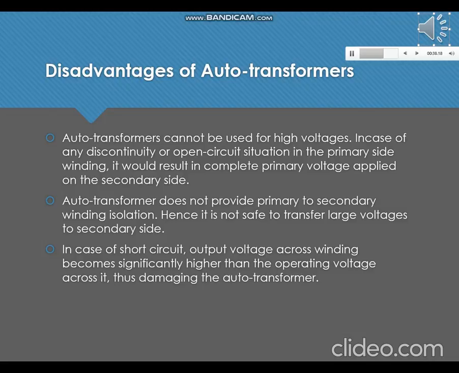Thirdly, in case of any short circuit, the output voltage across the winding becomes significantly higher than the operating voltage across it. This will damage the autotransformer. The current is much larger than the transformer rating, which also results in the primary being short-circuited further, resulting in reduced effect of resistance and reactance.